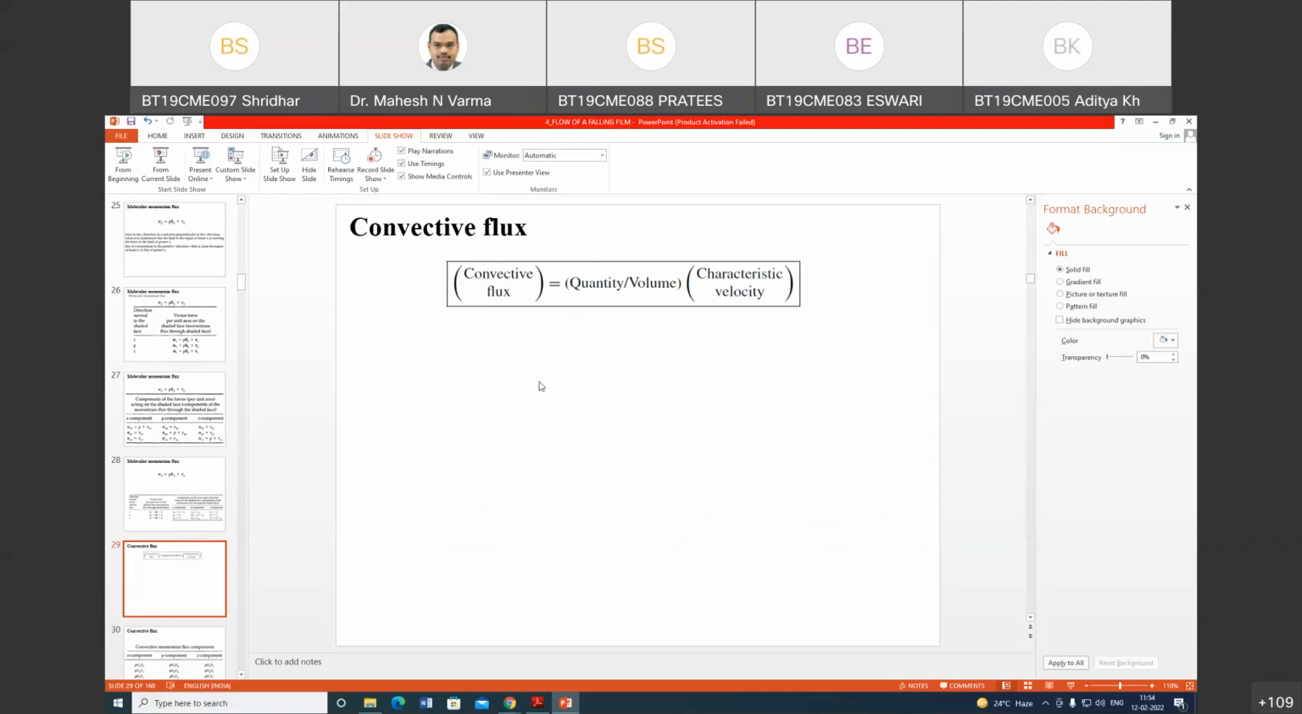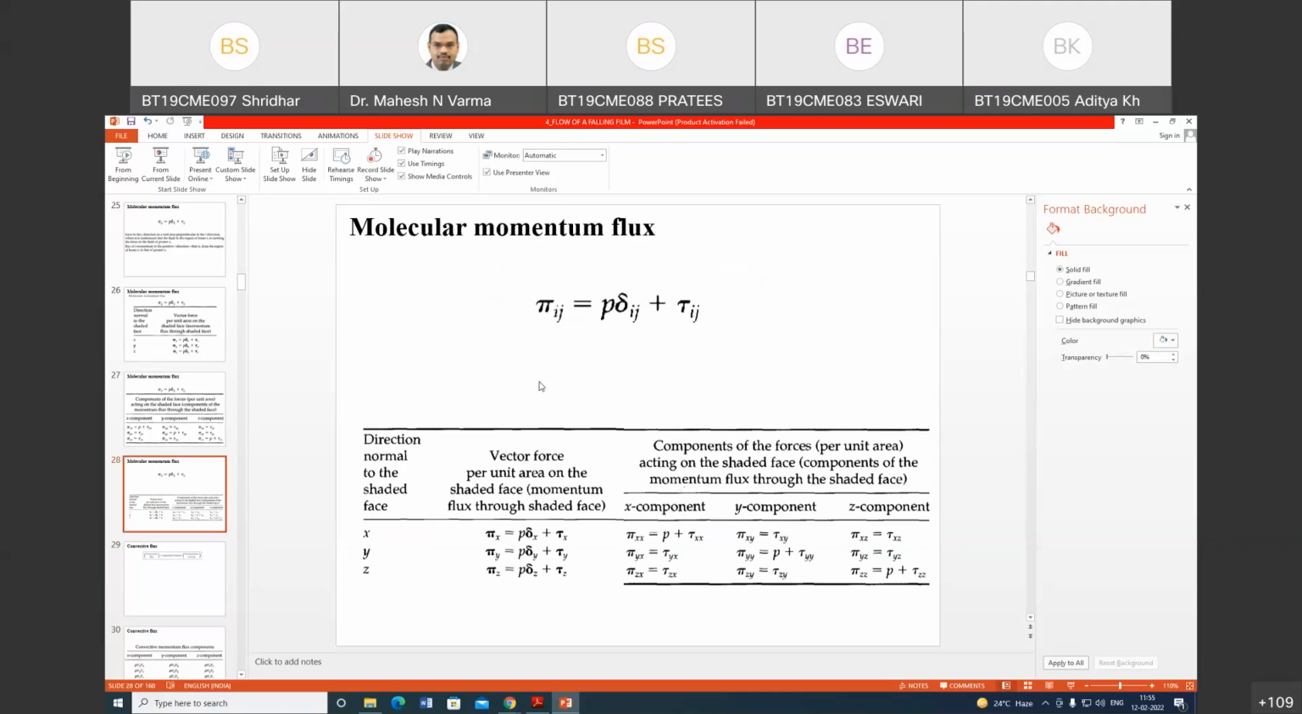Sir, there are a few doubts in the chat box. Yeah, tell me. Yes, sir. The first doubt is from Abhineet. He's asking, is the generalized equation valid for laminar flow only, or can it be applied on turbulent or transient flow as well? It can be applied to any flow. Laminar flow will be the special case of that generalized Newton's law of viscosity. So it can be applied to any flow, laminar, turbulent, transient, any flow.